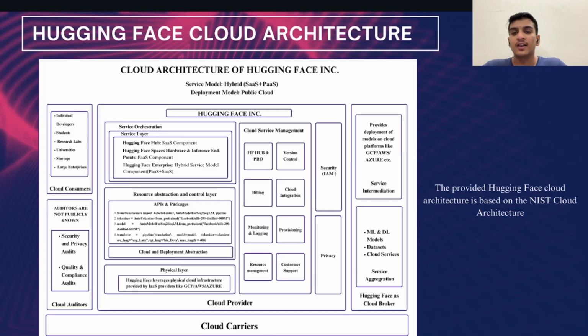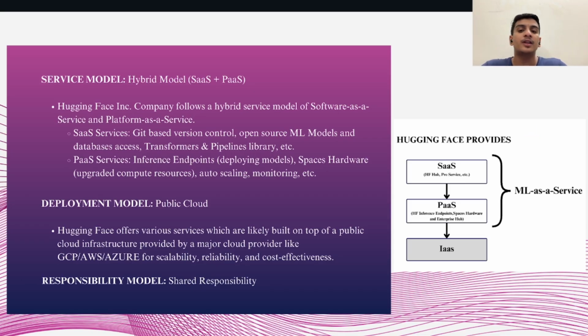I am here to explain the cloud architecture of Hugging Face. The given figure shows the cloud architecture of Hugging Face, which we have specifically created, based on the NIST cloud architecture, which is a standard industrial practice. The service model of Hugging Face is a hybrid model, which is a combination of software as a service and platform as a service. The deployment model of Hugging Face is public cloud, as it utilizes the cloud facilities given by GCP and Azure, and its responsibility model is shared responsibility.